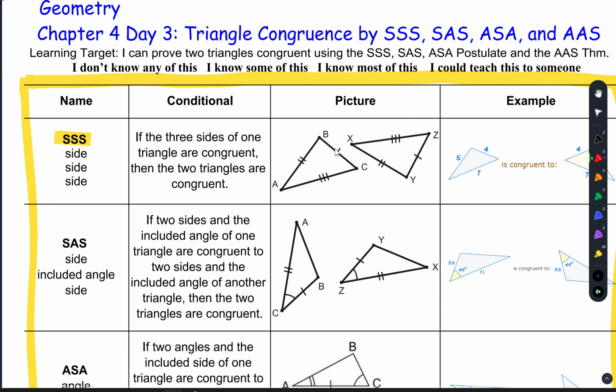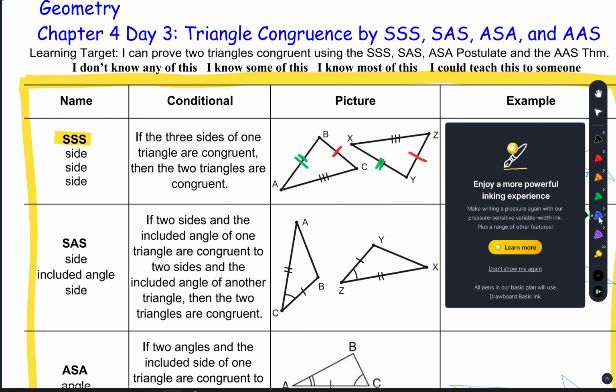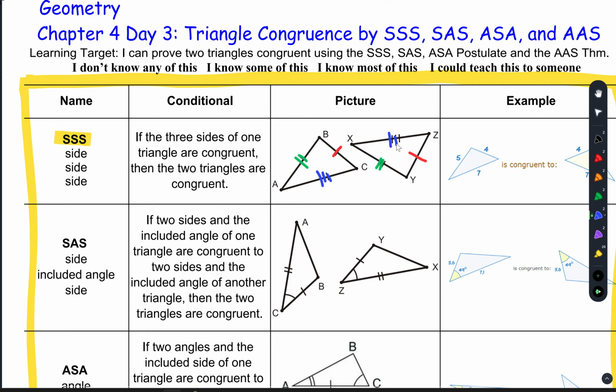I like to color code this because you will always have 3 different corresponding parts here. So I have a side, and another side. That's all this says. Questions on that?